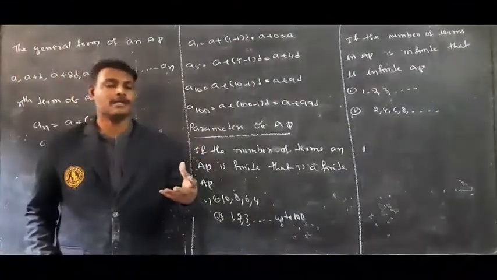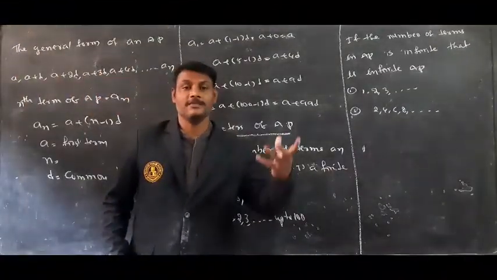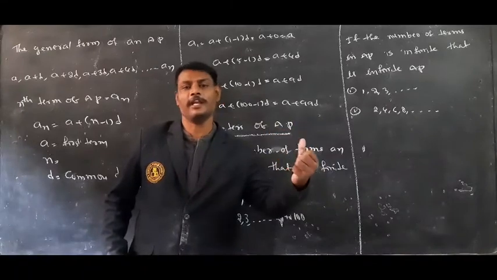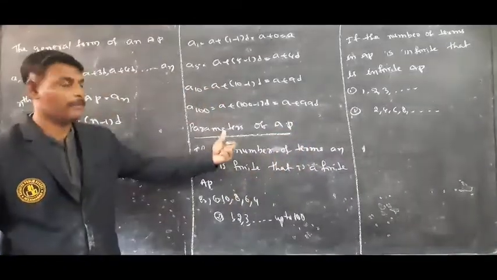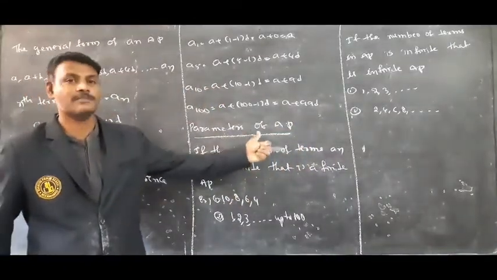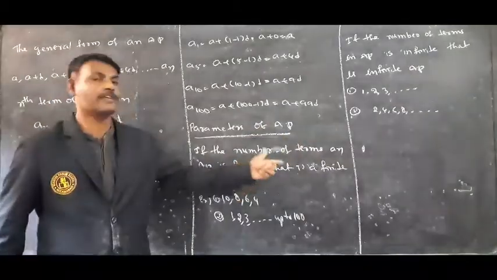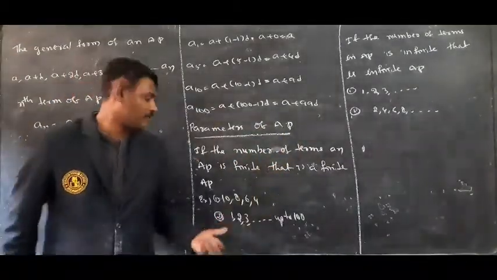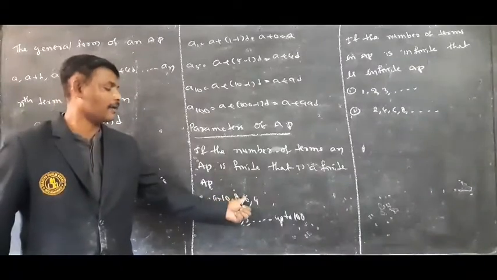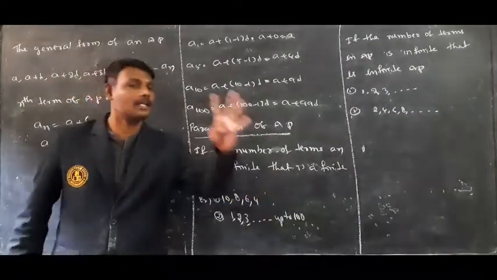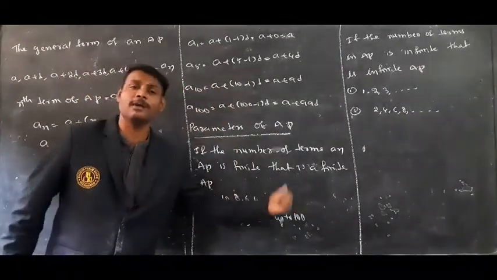So in AP we have two types, finite AP and also infinite AP. What is the meaning of finite AP? If the number of terms in an AP is finite, it means countable. For example, 10, 8, 6, 4. In this, how many terms are there? 4 terms are there. It is countable.